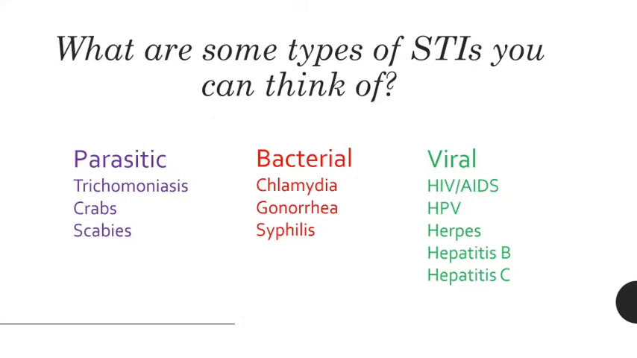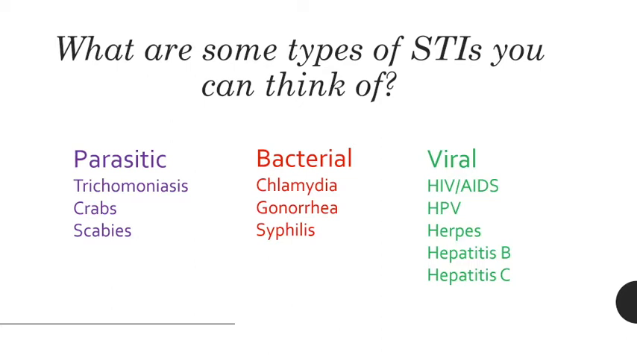When we do this workshop face-to-face, we ask our participants, what are some STIs that you can think of? Now we have them up here and we'll go through them by category. In the purple text, you'll see parasitic STIs. These are caused by a parasite or a little bug. These include infections such as trichomoniasis, crabs, and scabies.